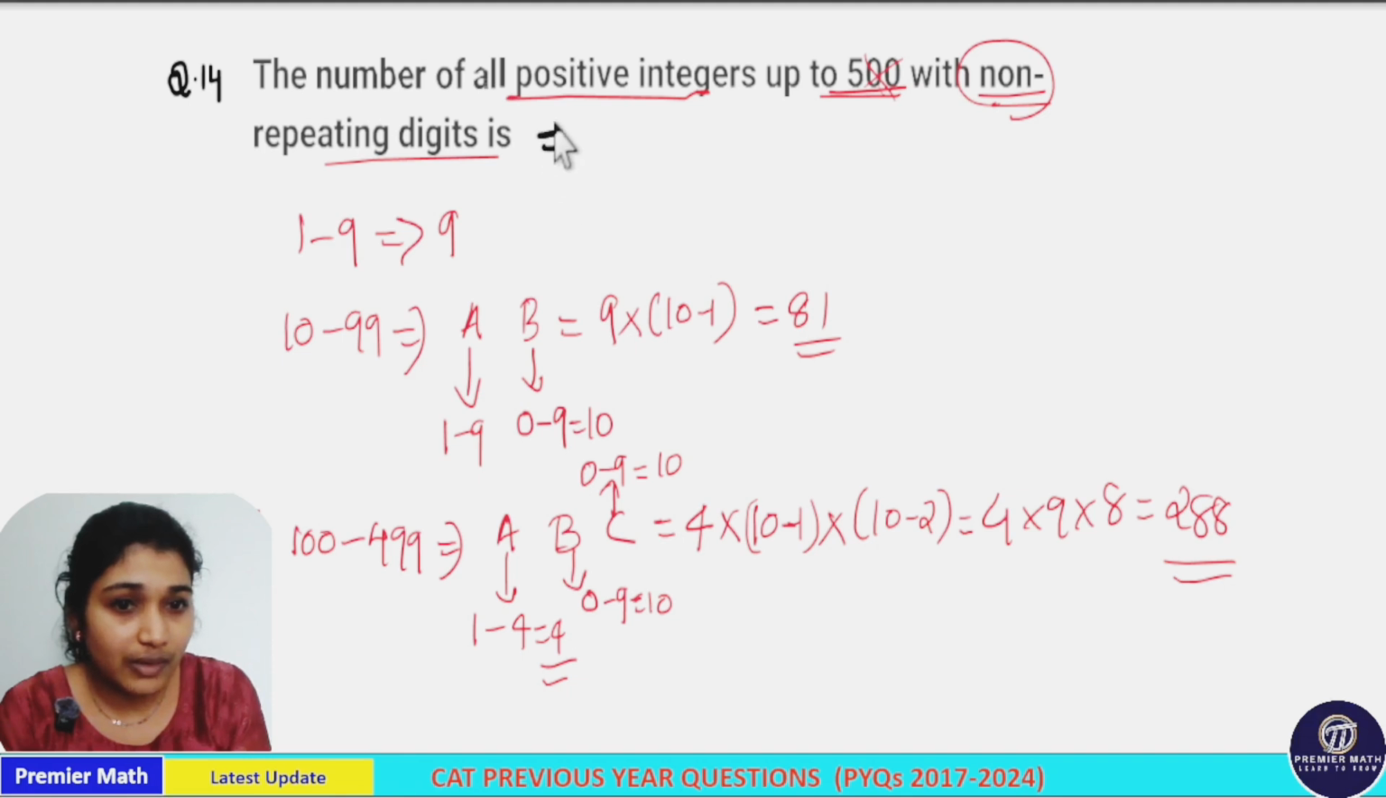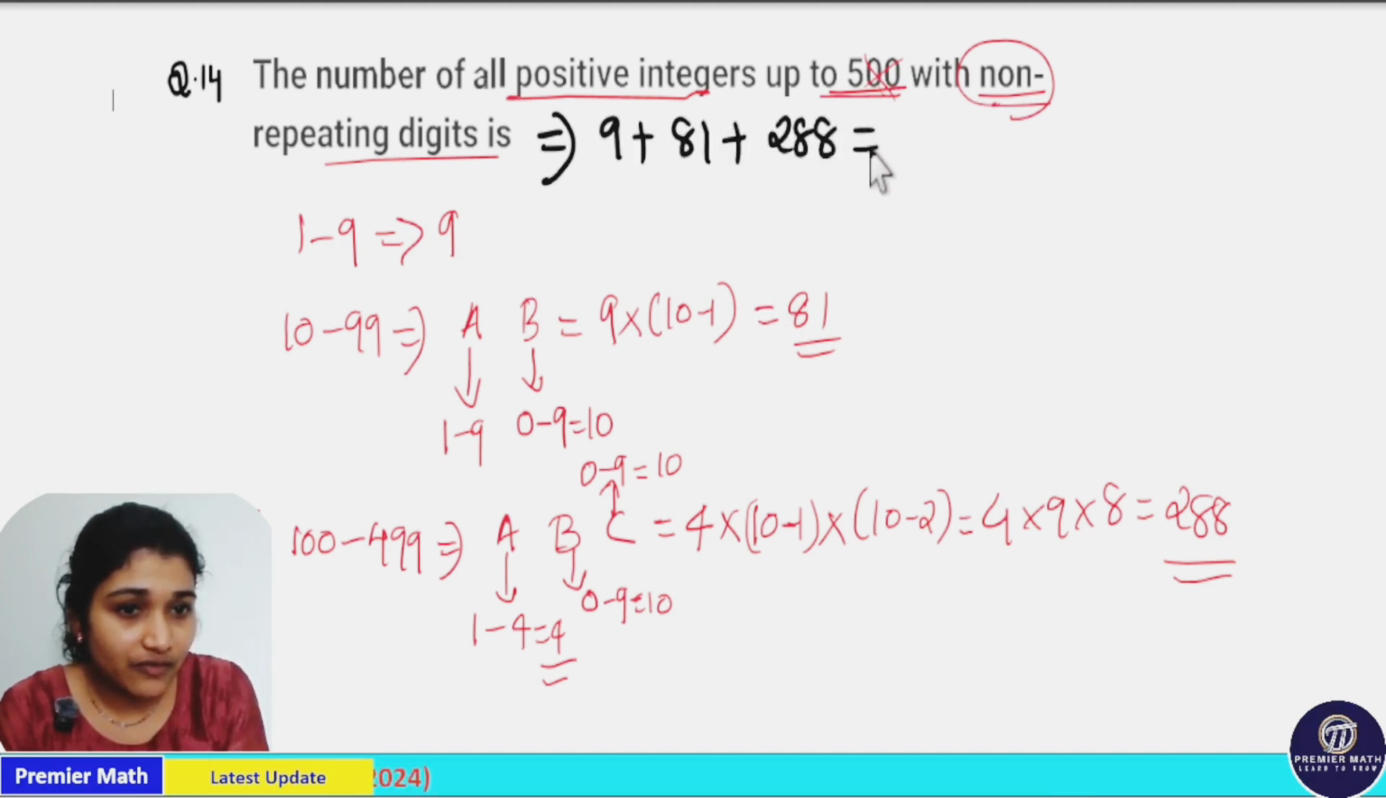So the total positive integers up to 500 with non-repeating digits is 9 plus 81 plus 288, which is 90 plus 288, which is 378 values. Total 378 values.